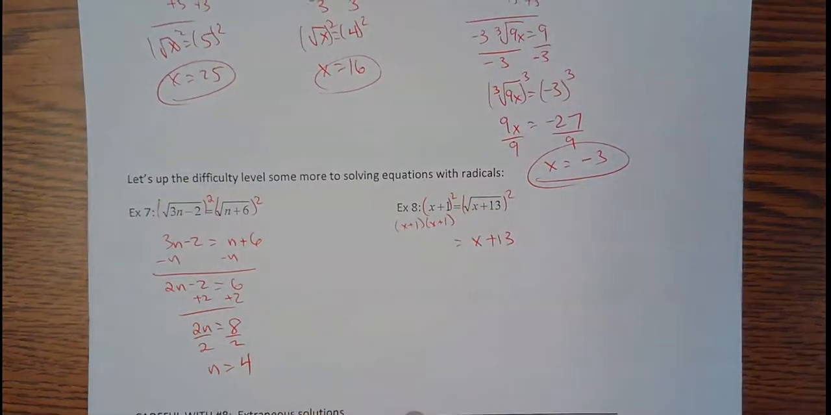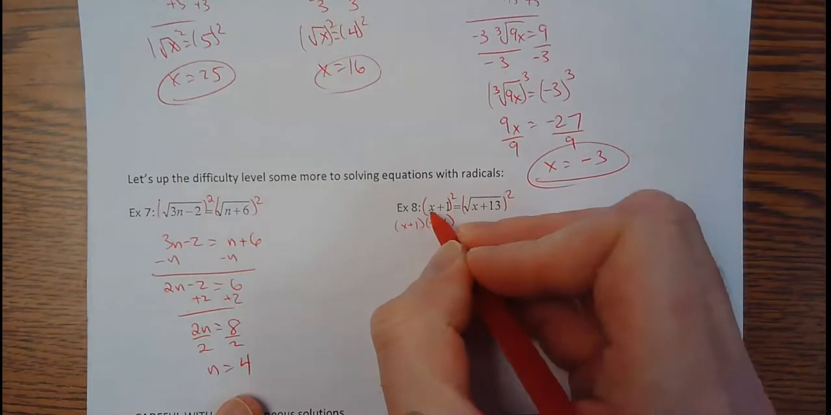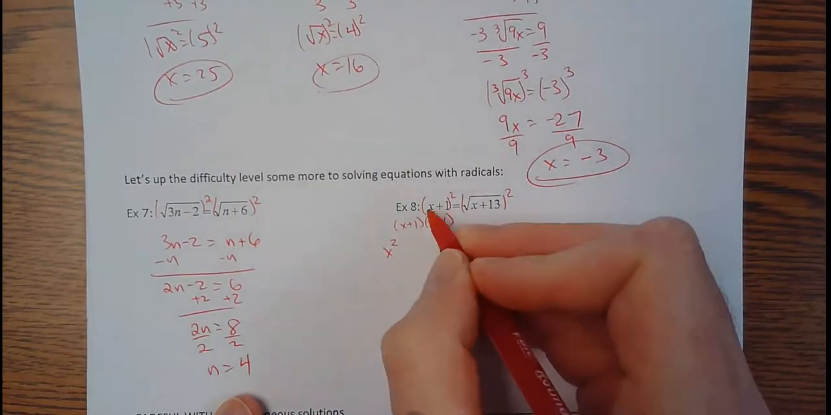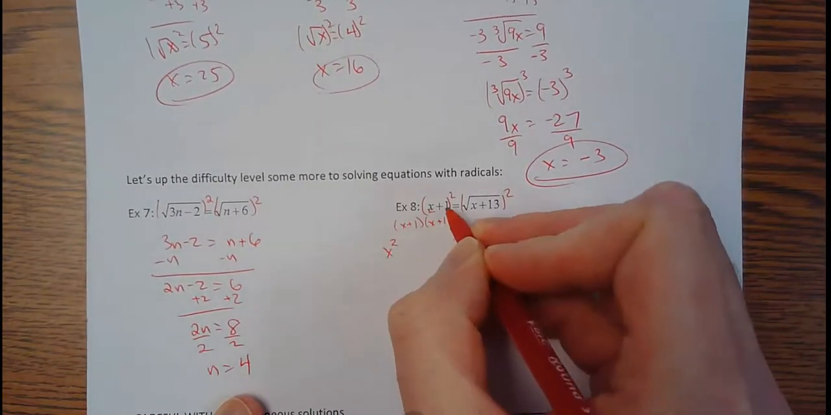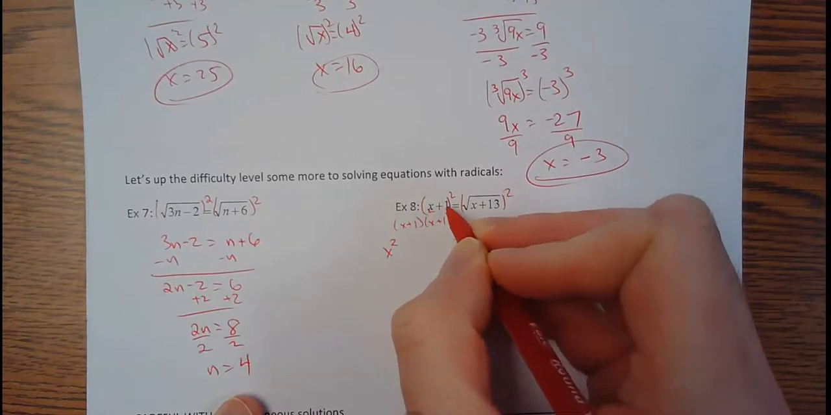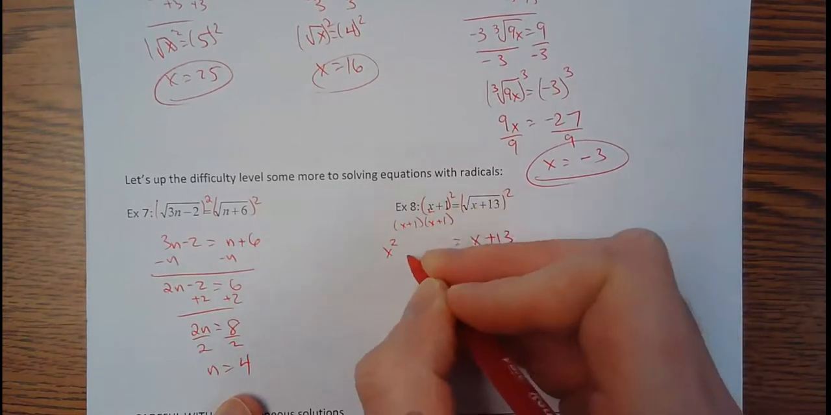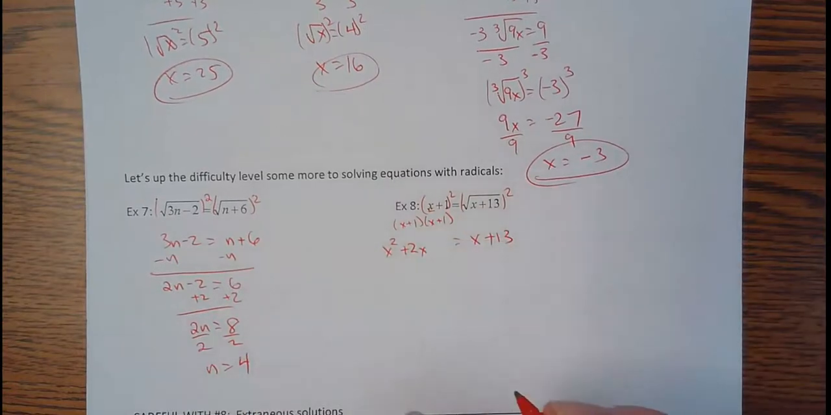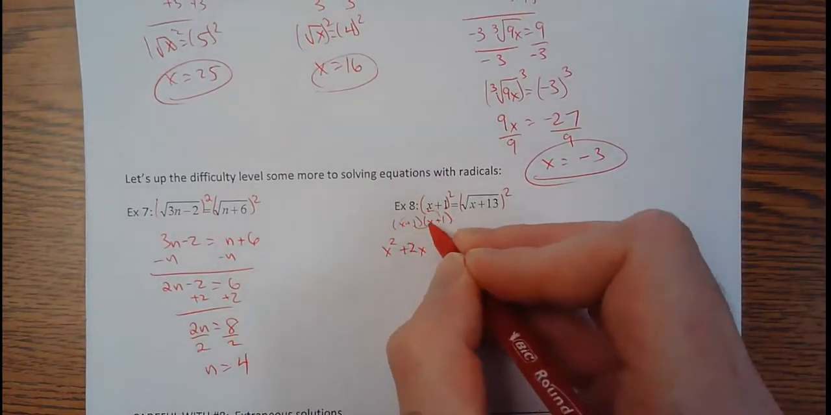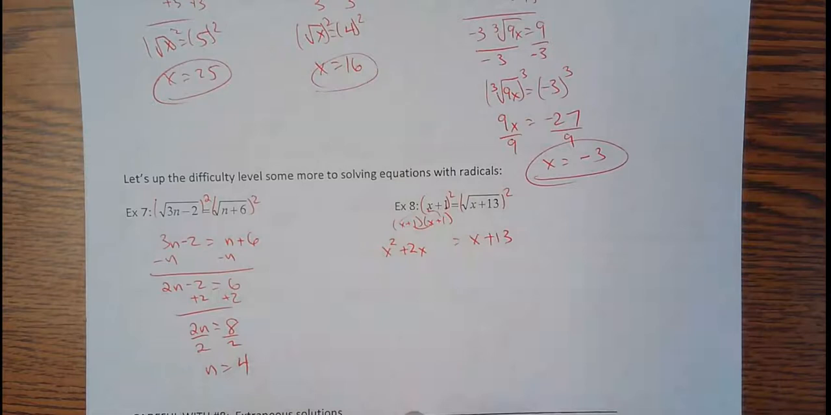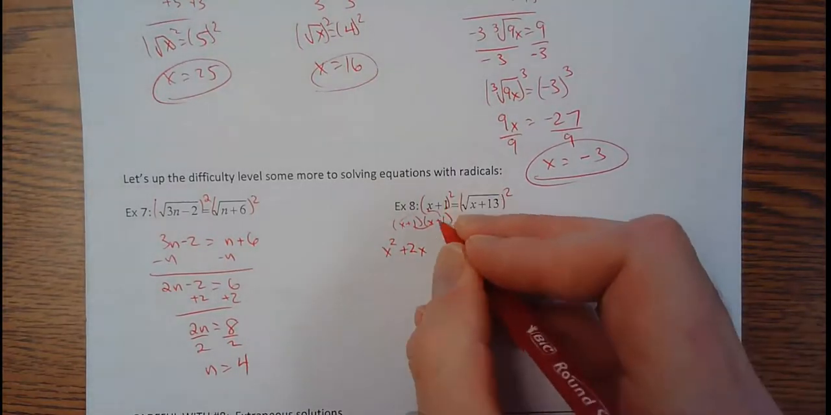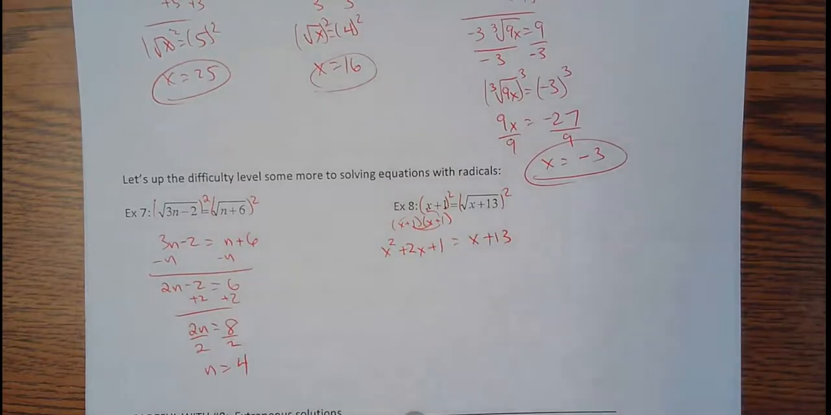If some of you remember the shortcut, it's the first term squared, and then it's the first times the second, and then double it. So x times 1 is x, and double it would be 2x. And that's because when you take outer plus inner, it's 1x and 1x. You're doing the same thing twice, you could just double it. And then the last one squared would be plus 1.